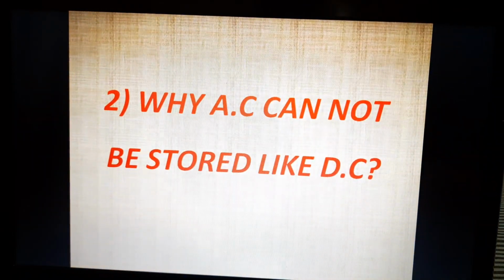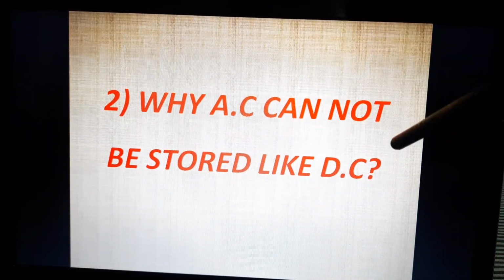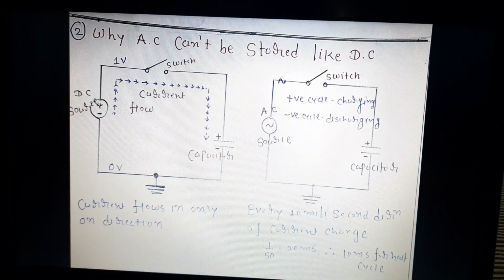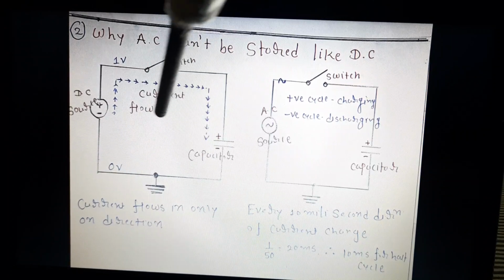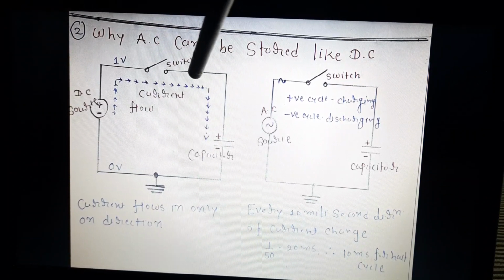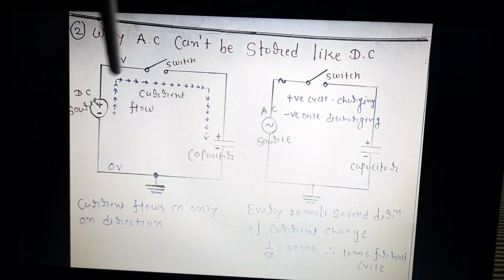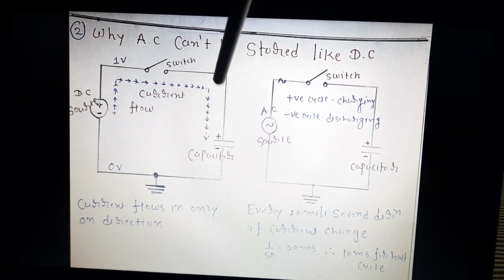Now let us discuss the second question. Why can AC not be stored unlike DC? I will explain with the circuit diagram. First, this is the circuit for the DC. First we will understand how DC can be stored. This is a DC source, one switch, and this is one capacitor. It will work as a battery.